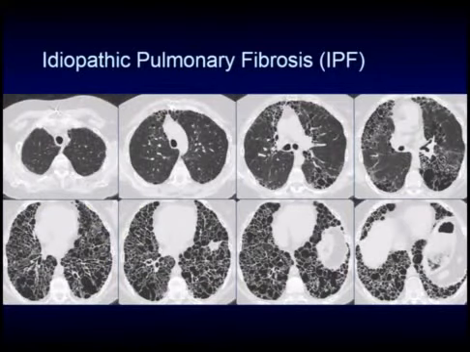So here's just an example of a classic case of UIP, and this sort of classic presentation, or what we call consistent with UIP pattern, is seen in about 50% of patients. So here we see from top to bottom, you can see that the disease is predominantly subpleural, predominantly basilar. It's characterized by lines, reticulations, and certainly there's a huge degree of honeycombing.